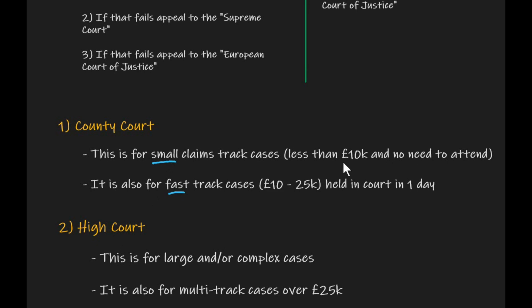For example, if the claim is below £10,000, there is no need to attend. In the case of fast track cases, the range is between £10,000 and £25,000, and it is held in court in one day. Now let's say the amount of claim is more than £25,000, then it will be heard in High Court. High Court usually hears large and complex cases.